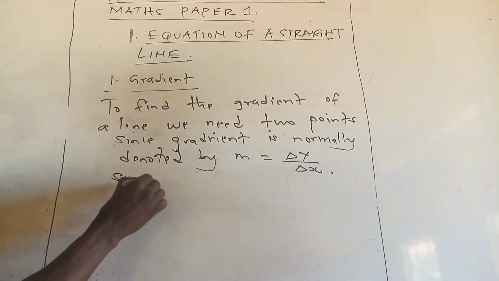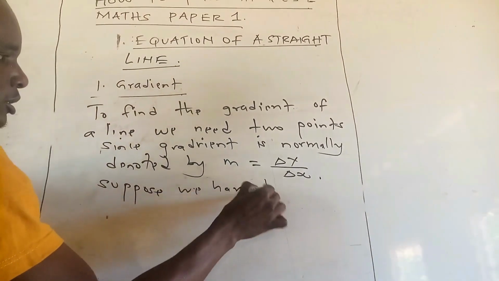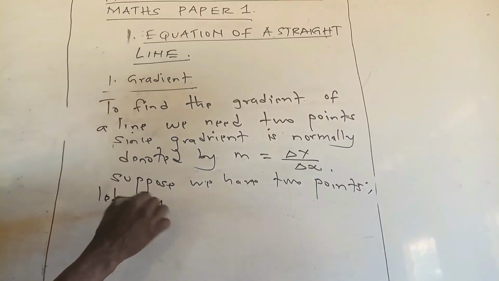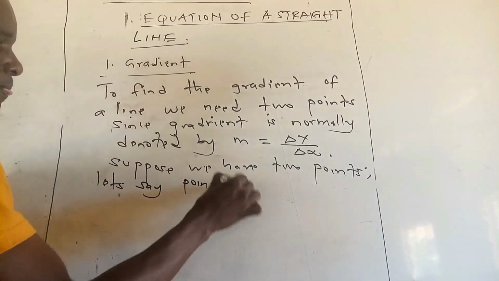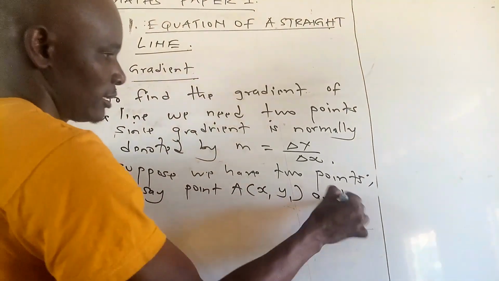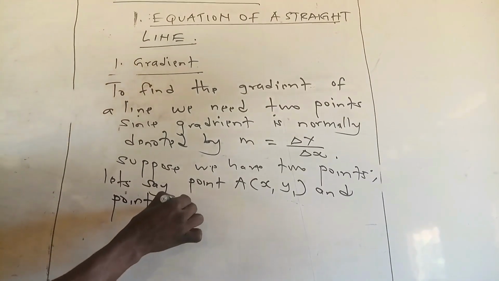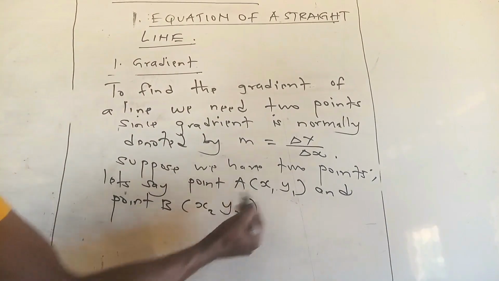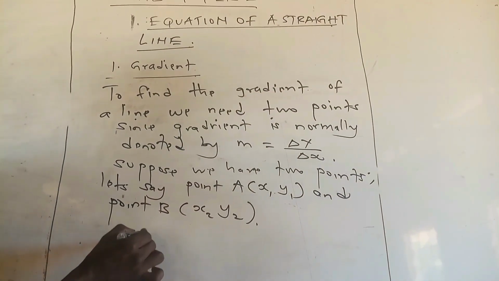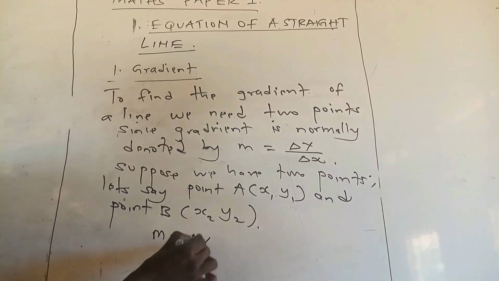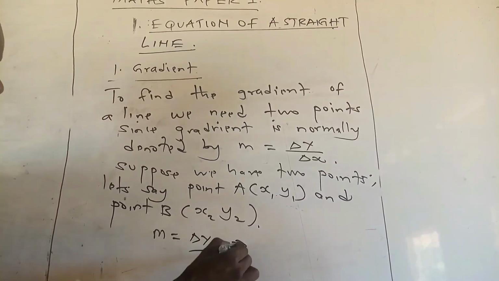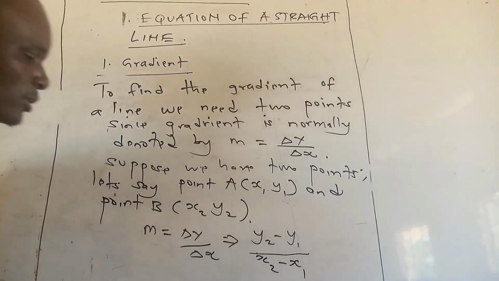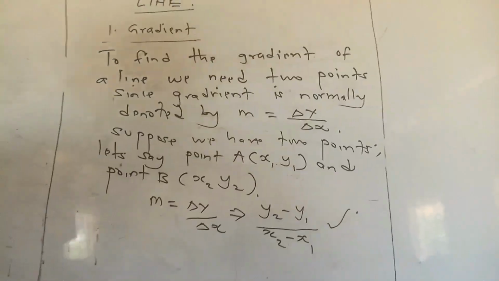And suppose we have 2 points. Let's say point A is x1, y1, and point B is x2, y2. Then to find the gradient between these 2 points on a line, we go about it this way. From m is equal to change in y over change in x, this implies that y2 minus y1, which is change in y, and then x2 minus x1, which is also change in x. And that's the formula that we can use to find gradient.